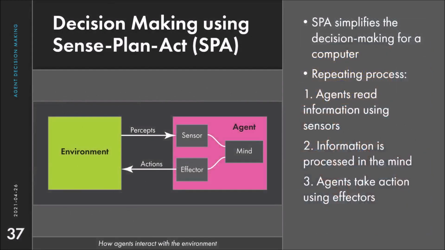For the prototype, I'm using an established method called Sense, Plan, Act. This simplifies agent decision-making into a linear sequence, which can be easily coded into a computer. Agents first use sensors to read the environment, like using your eyes to see. Their mind then takes that information and interprets what to do. They can then act out their decisions using effectors, like legs or arms to move. This process repeats until the agent achieves their goal.